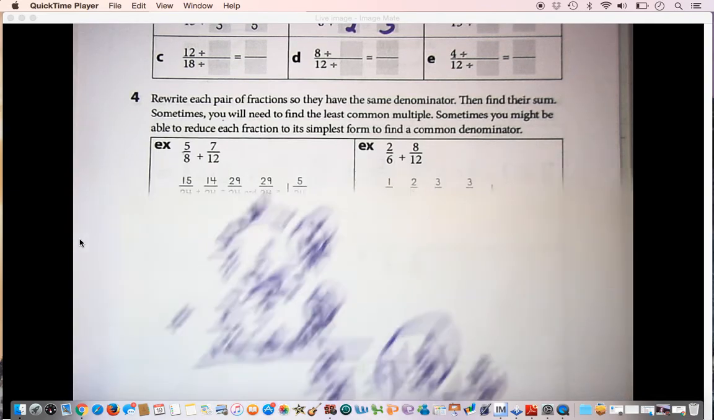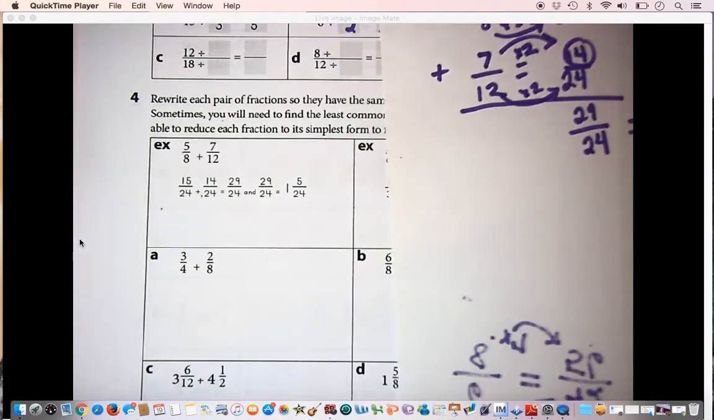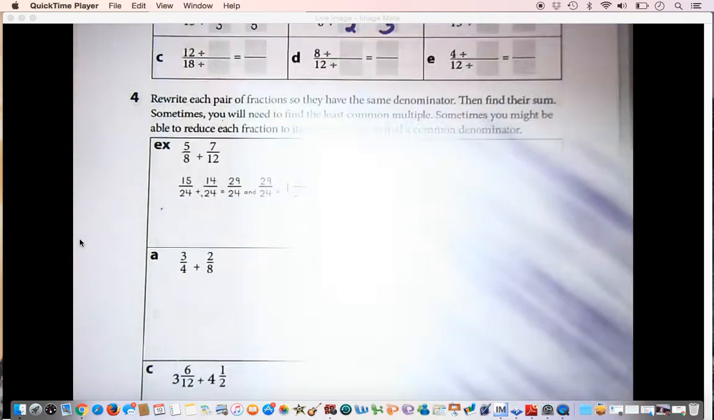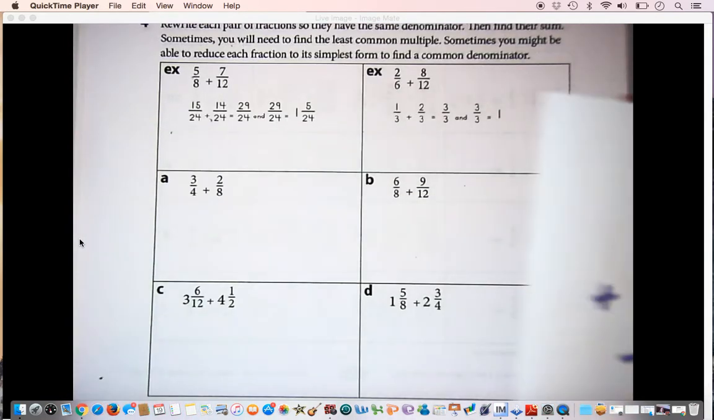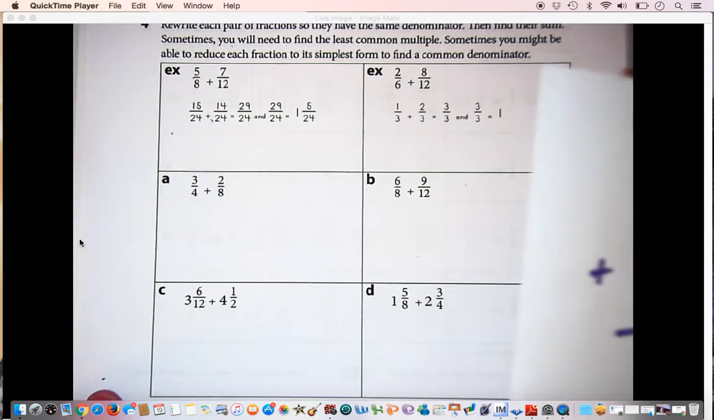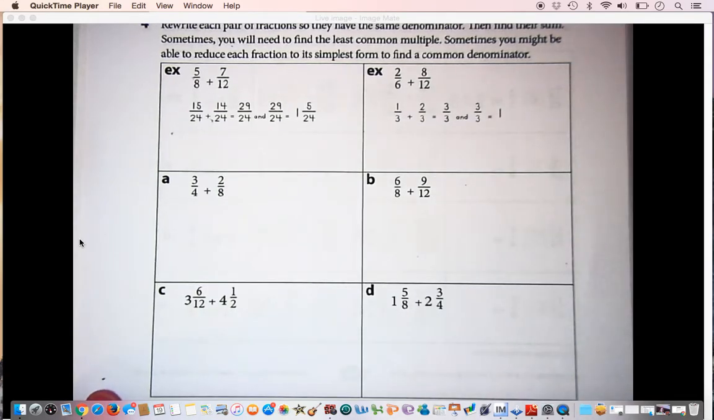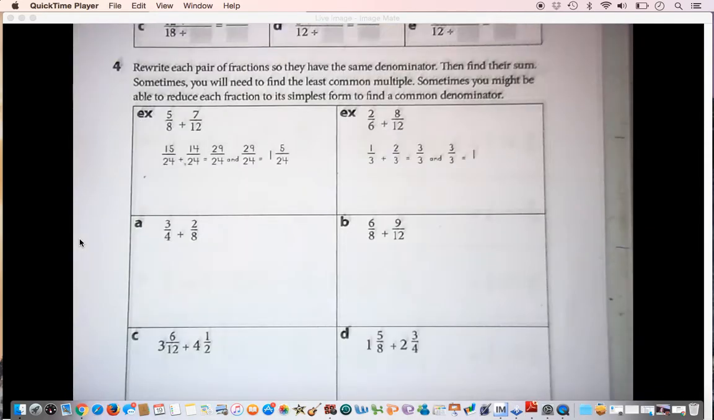Okay, so again, that is how you add fractions. If you're doing mixed numbers down here, you're going to use the same process. You just want to make sure you don't forget to add the whole numbers on the side. So there you have it.